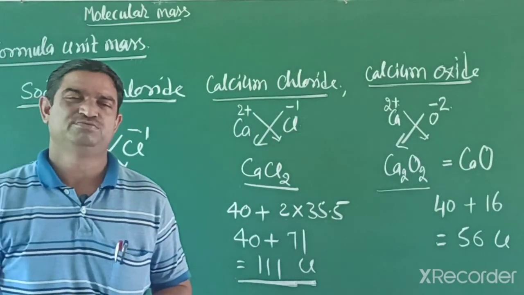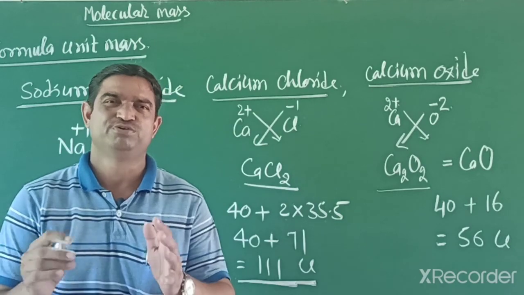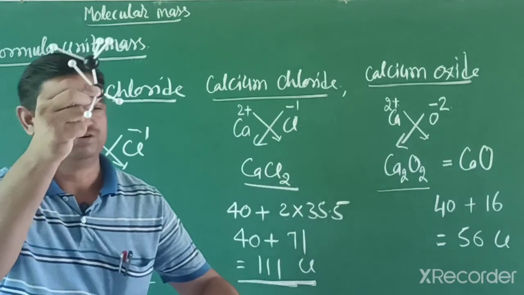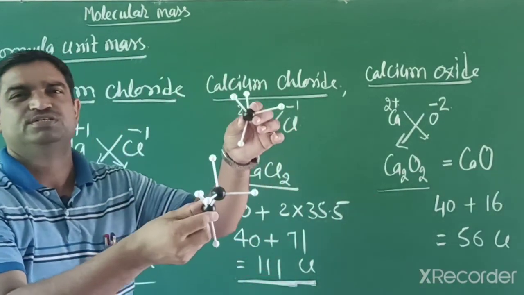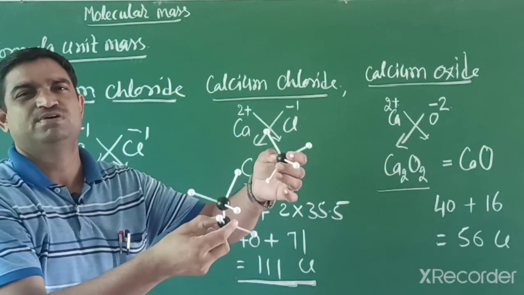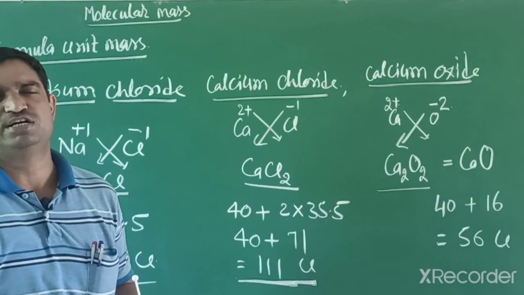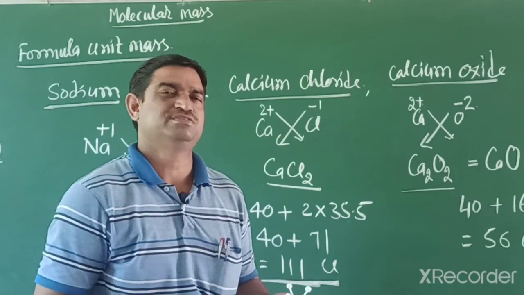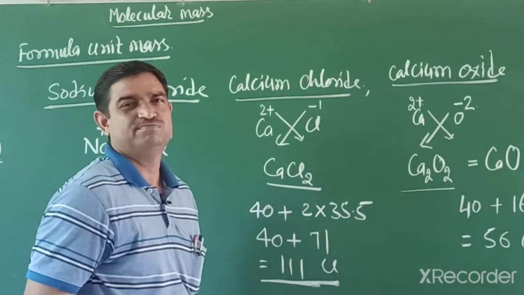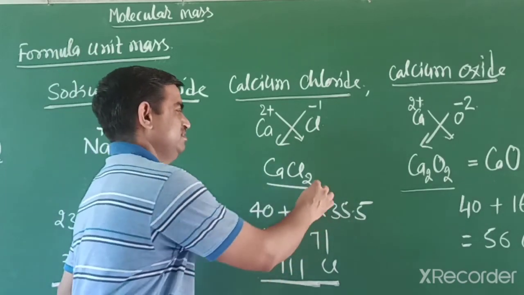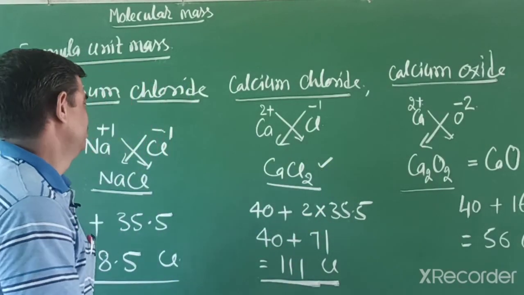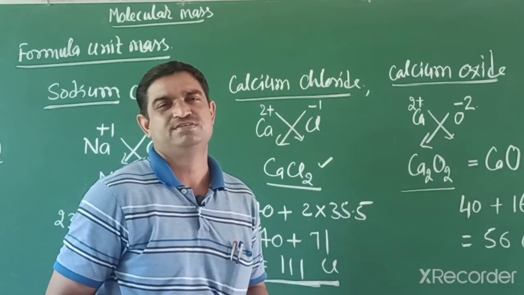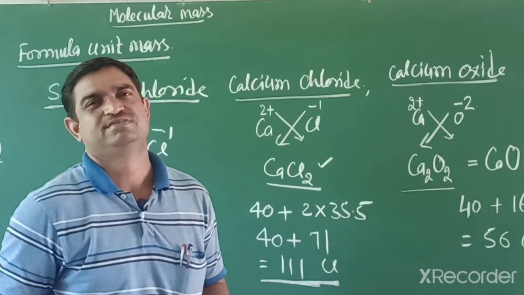The only simple difference between formula unit mass and molecular mass is that a molecule may be a single molecule, like this one, an ethane molecule, and this one, a methane molecule. But in formula unit mass, there are millions of constituents, not a single ion but millions of ions, and they are represented by that formula, so we calculate only by their formula. In this way we can find formula unit mass, and for both we write the unit U. Earlier it was written as AMU.